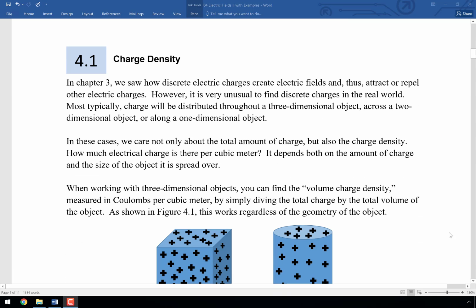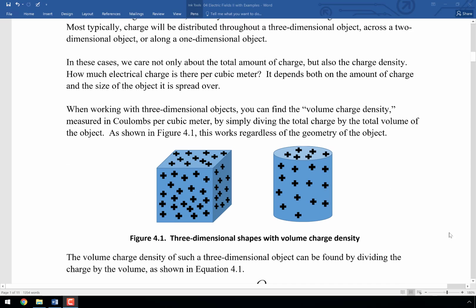So let's talk a little bit about charge densities. Now, of course, all real charge densities are three-dimensional. So we don't have point charges, we don't really have surface charges, we don't really have linear charges. It's always three-dimensional. Everything in our world is three-dimensional. But we can approximate things as two-dimensional, one-dimensional, or even as a point charge.